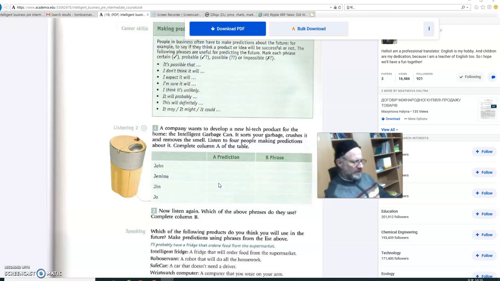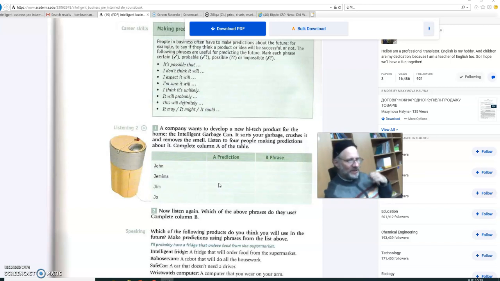Maybe at first it will only sell in the luxury market, but in the long term, I think the price may come down. By 2020, the intelligent garbage can could be in every home.